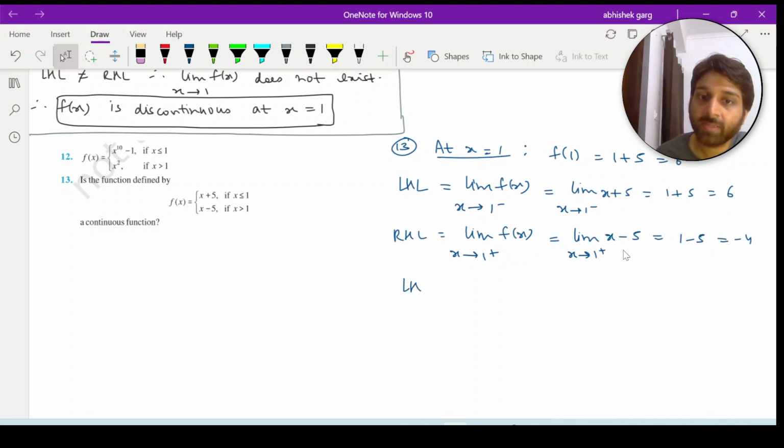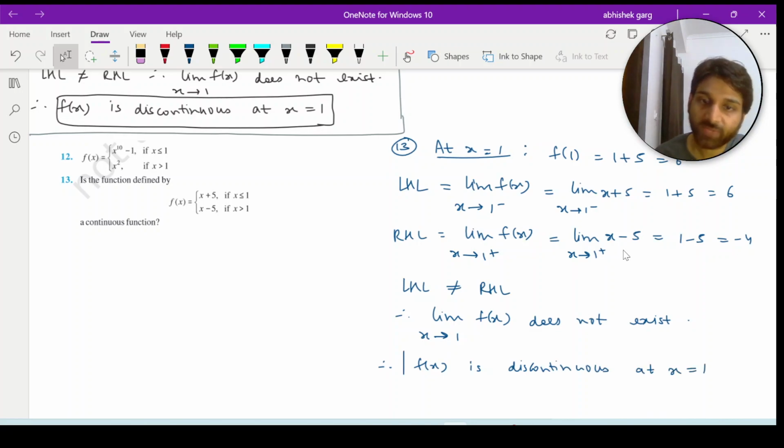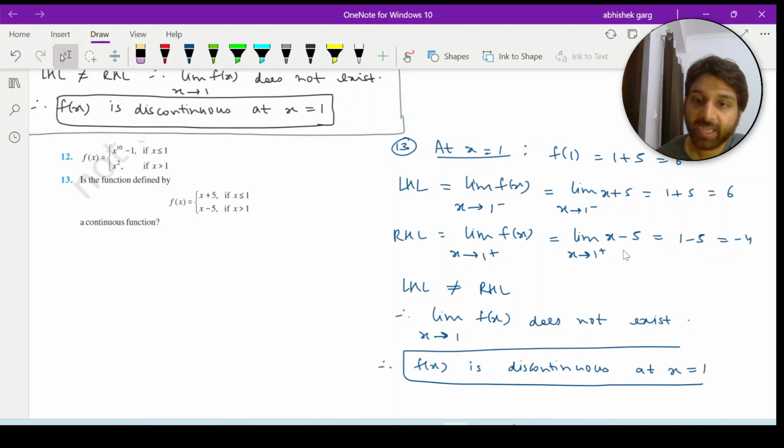So as you can see there, LHL is not equal to RHL. Therefore, does the limit exist? No, the limit does not exist. So this is the situation where limit f(x) as x tends to 1 does not exist, and if the limit does not exist, the function will not be continuous. So we'll write f(x) is discontinuous. At which point is it discontinuous? At x is equal to 1. Correct. So f(x) is discontinuous at x equal to 1.